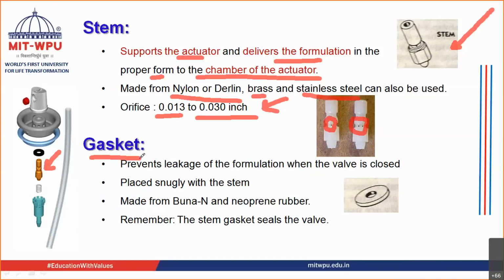The next part is the gasket. So this is the gasket. It is basically made up of rubber. Two types of rubber are used, Buna-N or neoprene. These types of rubbers are being used.